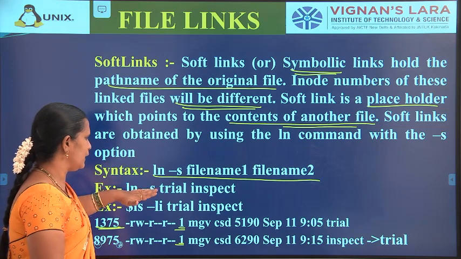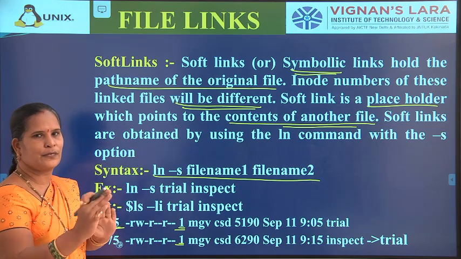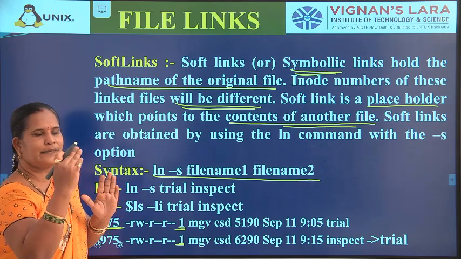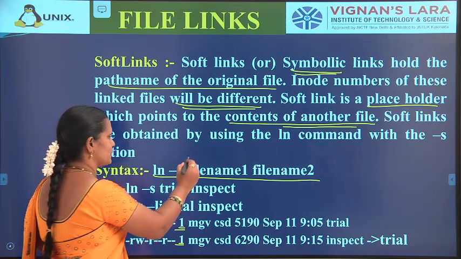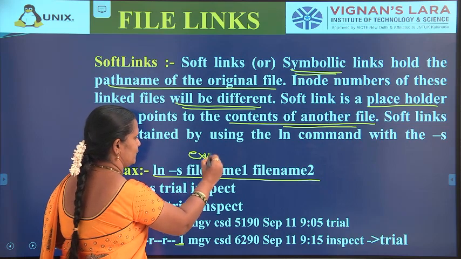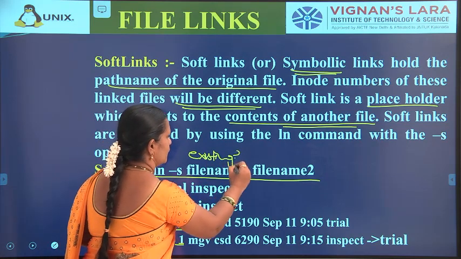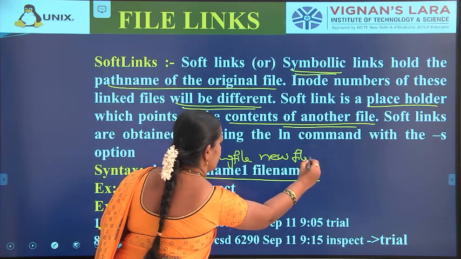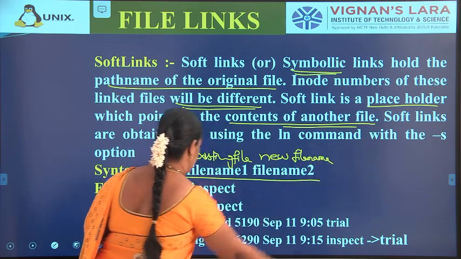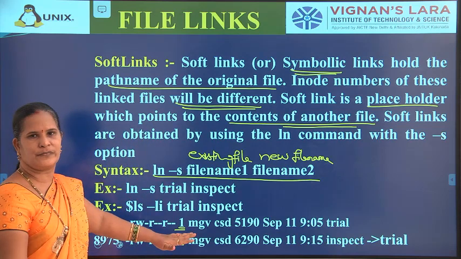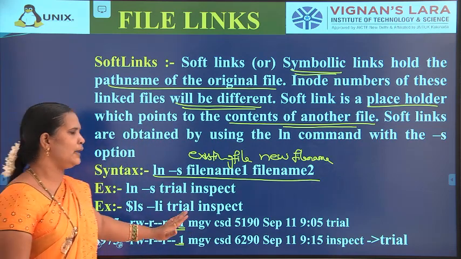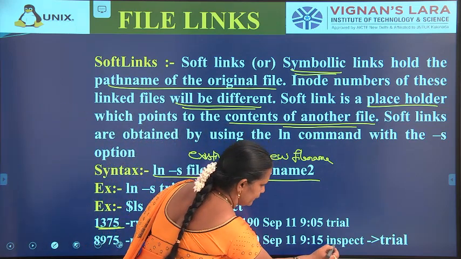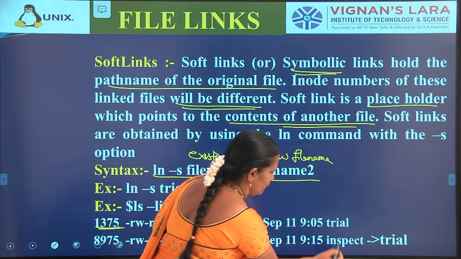By using hyphen s, we can establish a soft link: ln space hyphen s space first file name space second file name. Here also the first file name means the existing file name, and this one is the new file. These 2 points you have to check: inode numbers are different and link information will be 1. Similarly observe here, this one is the new file name and trial is the existing file name.